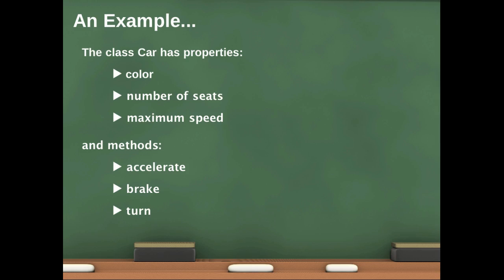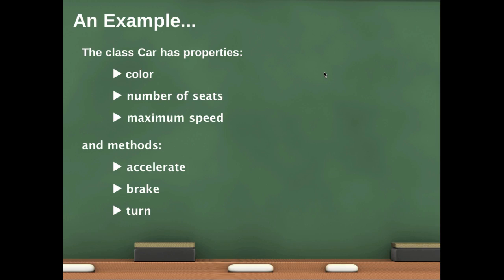So here's an example of a class. We can say that a class named Car, and by the way, by convention, our class names all begin with an uppercase letter, and property and method names begin with a lowercase letter, and they're in camel case. In other words, they begin with a lowercase letter, and then all the words are run together with each word after the first being capitalized. So a class named Car would have properties: color, number of seats, maximum speed, and so forth.